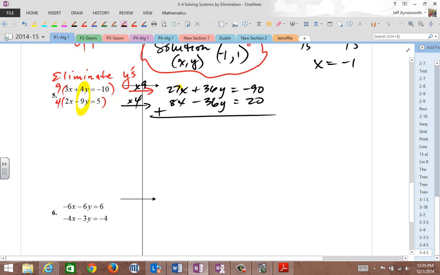Okay, so 27x plus 8x is 35x. These cancel out, so plus 0 here is equal to negative 70. Well, that just gives me 35x equals negative 70.